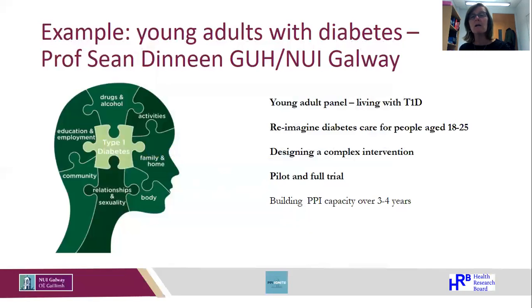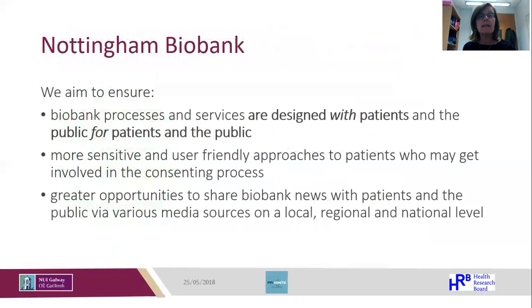He has set up a young panel of people living with type 1 diabetes, and he has worked with them building their PPI capacity and building the researchers' capacity to understand what PPI is over the last 3 or 4 years. And they're now piloting an intervention which has been put together with the young panel guiding the research plans and qualitative research, quantitative research being done to come up with a complex intervention that's now about to be piloted. This is a really good example. I picked this example because of the module you're currently following.